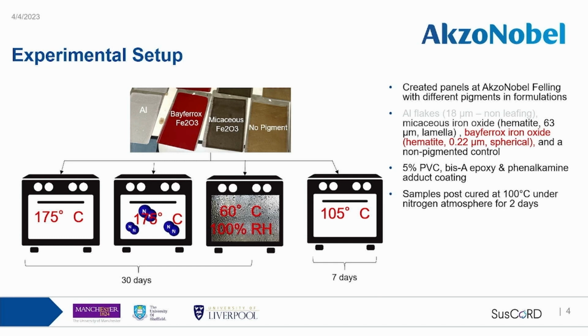So I aged them in an oxygen oven at 175 degrees, in a vacuum oven at 175 degrees, but I purged it with nitrogen, and AXO aged it at their site in a humidity chamber at 60 degrees at 100% relative humidity. They were all at 30 days, and then I did a milder aging scenario at 105 degrees C. Sorry, I should also mention all my coatings were post-cured, so they had a T0 made for them, and they were put in the nitrogen oven at 100 degrees for 2 days.